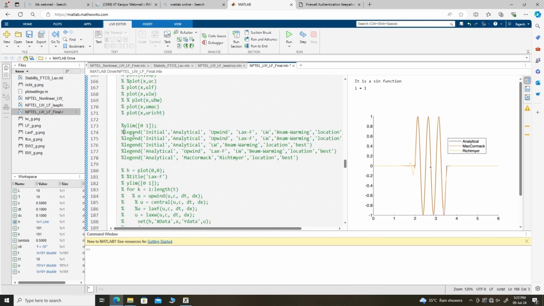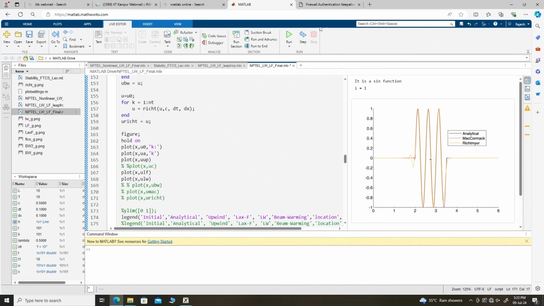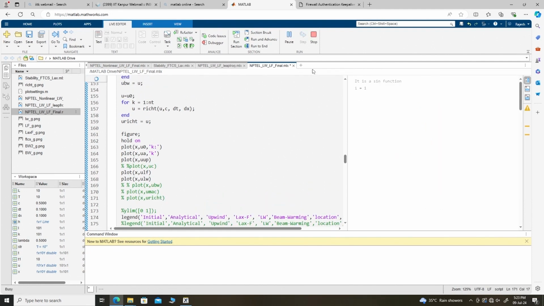Okay. And what are the schemes that we have? We have initial value, analytical value, then upwind scheme. I am not plotting the central scheme because this is unstable, Lax-Friedrichs and Lax-Wendroff. Okay. Let us do up to this point. Okay. Run. Okay, this is an exponential function, lambda equal to 0.5.